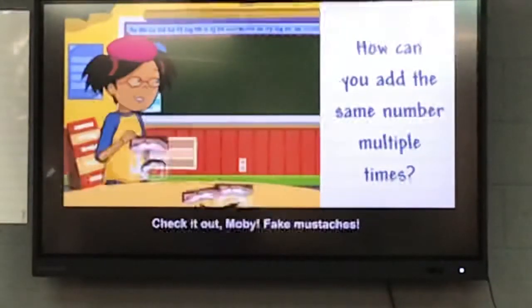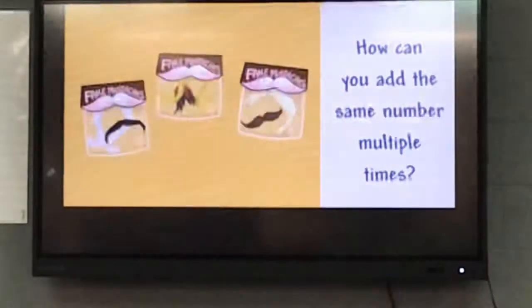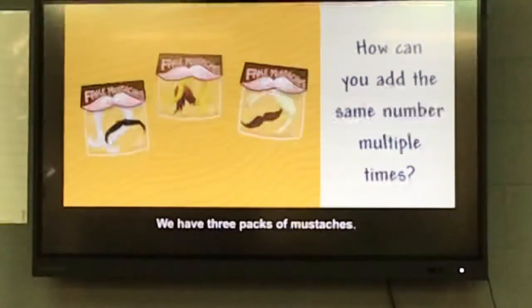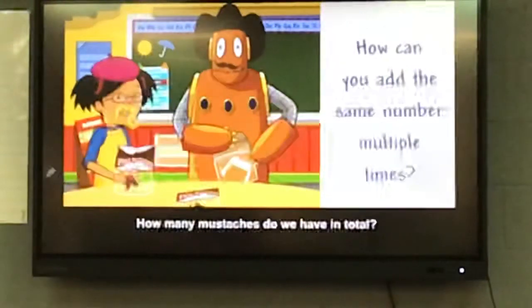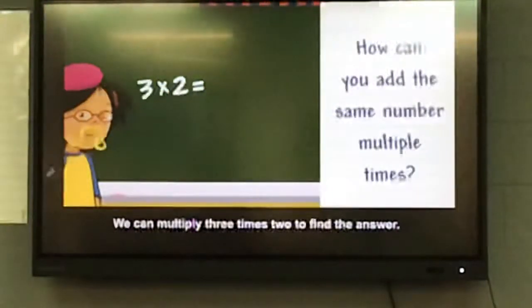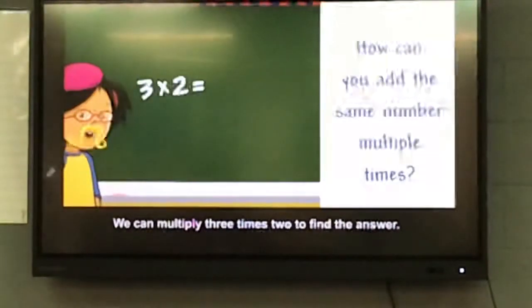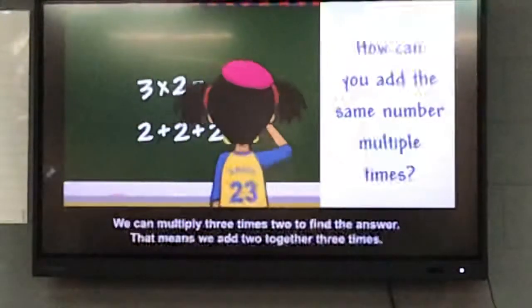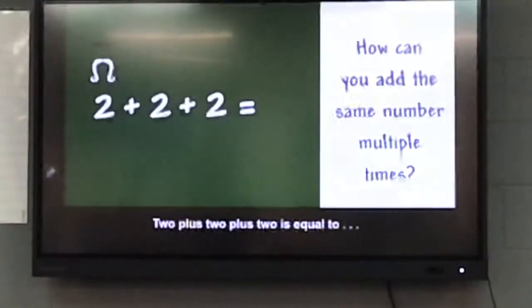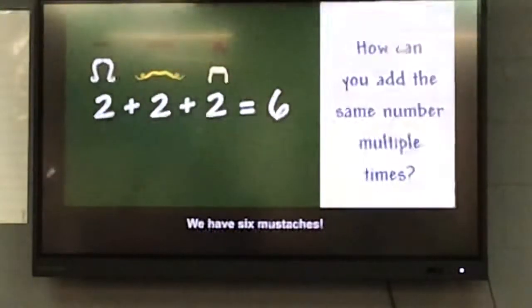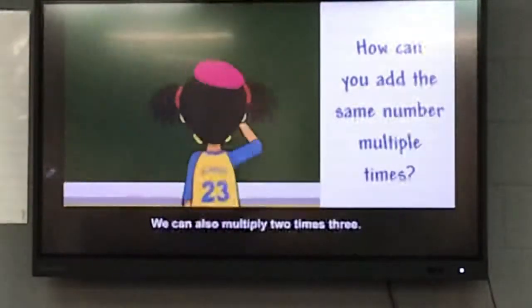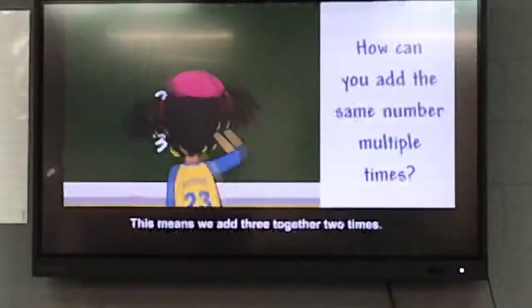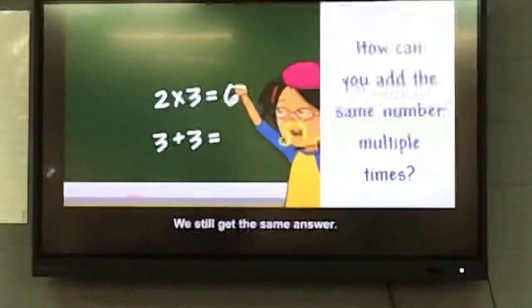Check out Moby. Fake mustaches. We have 3 packs of mustaches. There are 2 mustaches in each pack. How many mustaches do we have in total? We can multiply 3 times 2 to find the answer. That means we add 2 together 3 times. 2 plus 2 plus 2 is equal to 6. We have 6 mustaches. We can also multiply 2 times 3. This means we add 3 together 2 times. We still get the same answer.